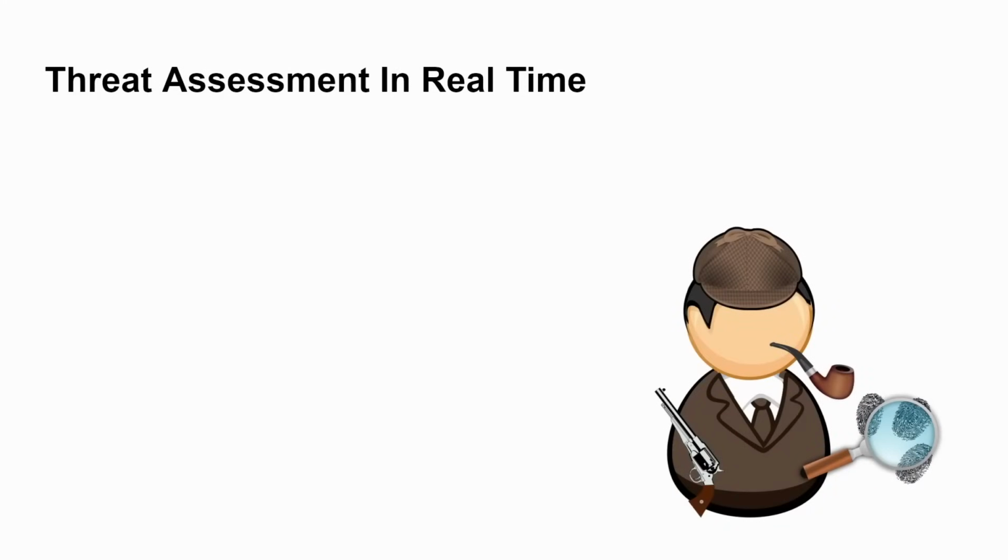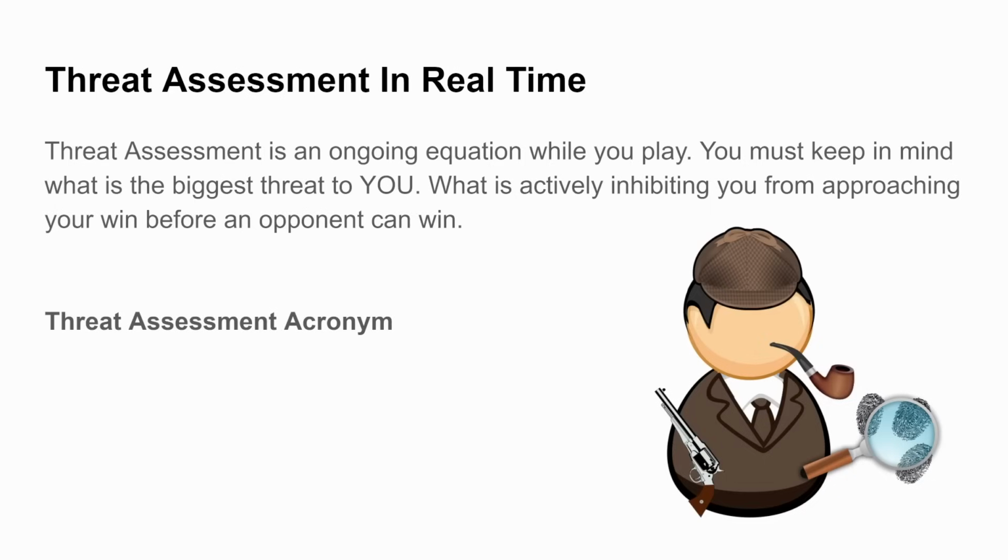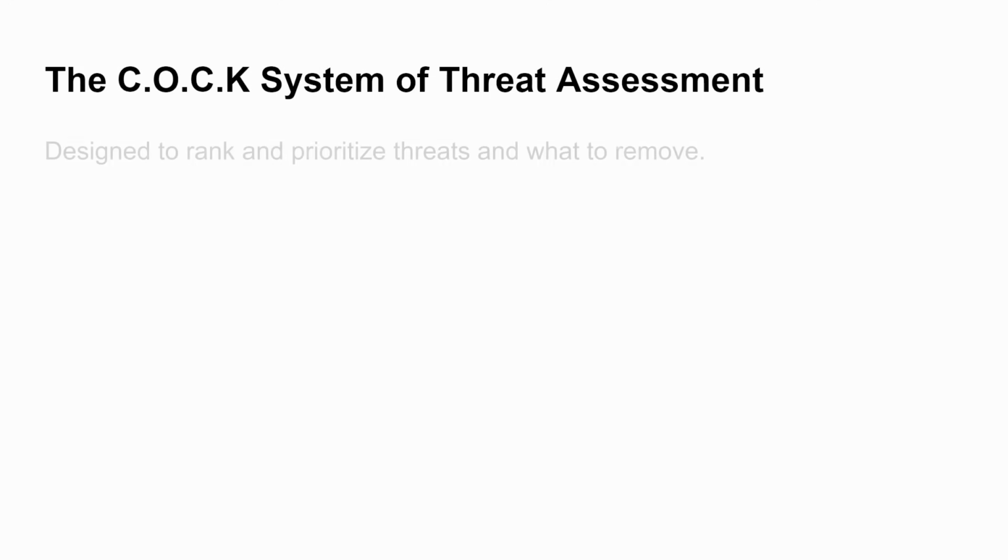Now, we're going to need to go over some threat assessment in real time, because threat assessment is an ongoing equation while you play. You've got to keep in mind: what is the biggest threat to you in that moment? What is actively inhibiting you from approaching your win before an opponent can? Now, we have a lovely threat assessment acronym that I came up with that'll help you know what to target with your removal if you don't know what to do. And that is the COC system. The COC system is designed to rank and prioritize threats and what to remove.